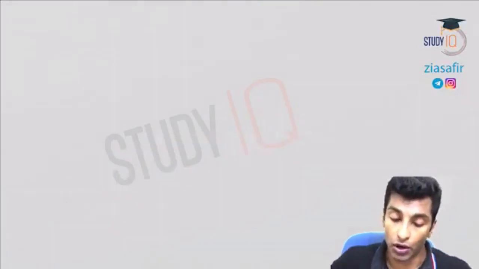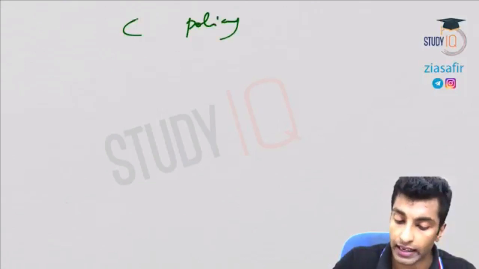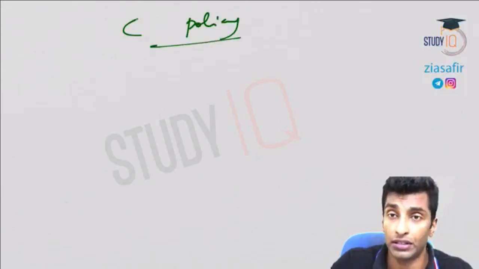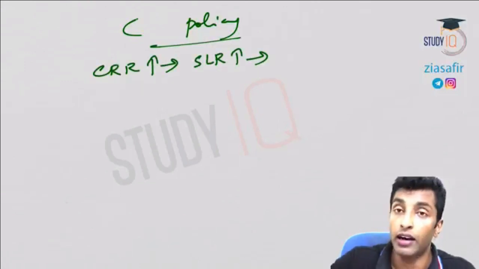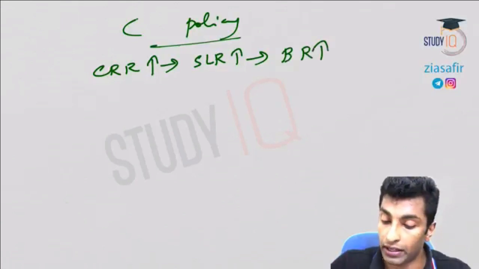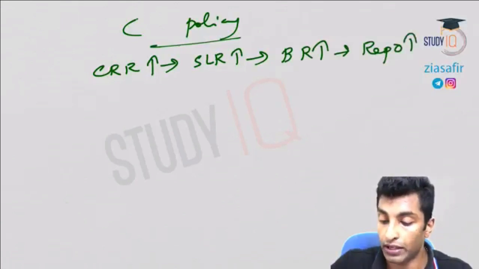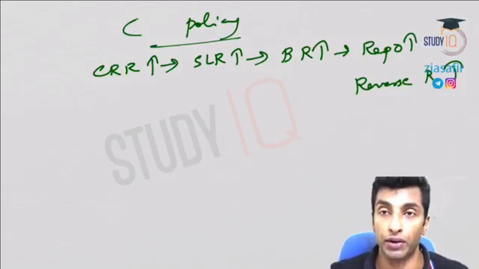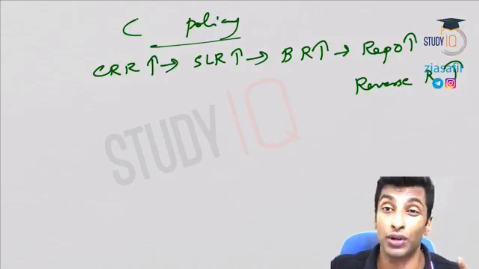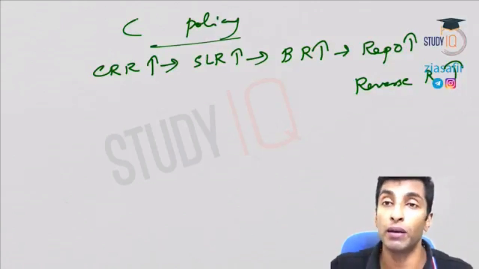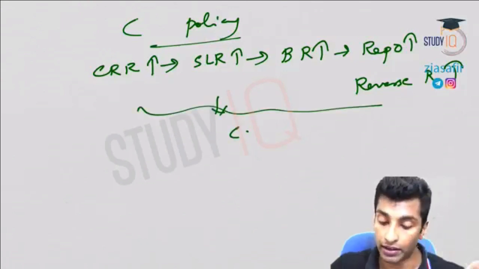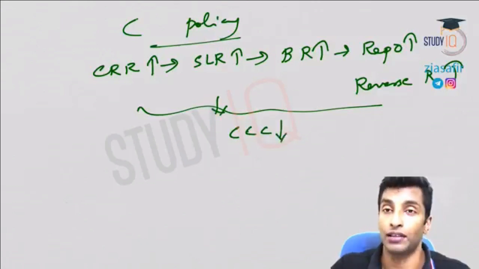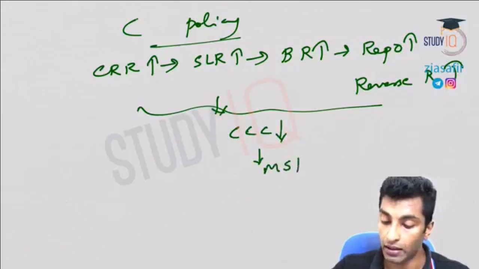Now, what is the reverse, contractionary policy? In case of contractionary policy, what you need to do with interest rates? CRR, you need to increase. SLR, you will increase. Bank rate, you will increase. Repo, you will increase. Reverse repo, you will increase. All the rates will increase. That means money becomes dearer. So dear money policy. Cost of money will be more. So what will happen? Credit creation capacity overall. All the impact of this, credit creation capacity of banks will decrease.